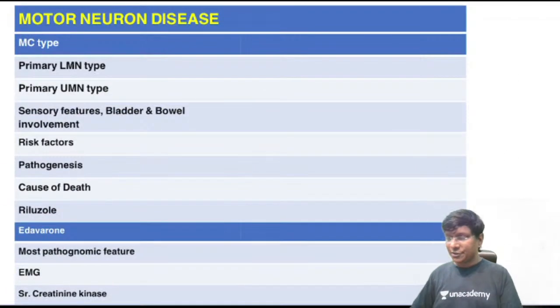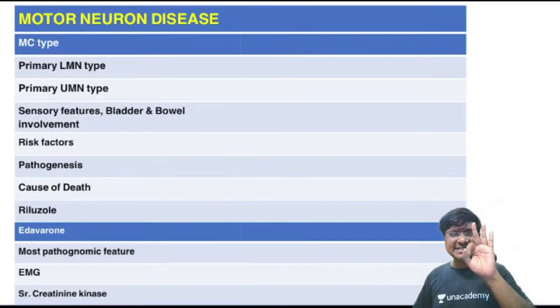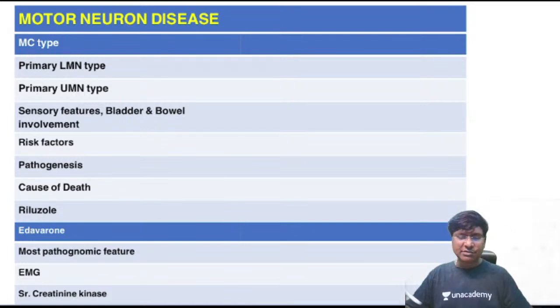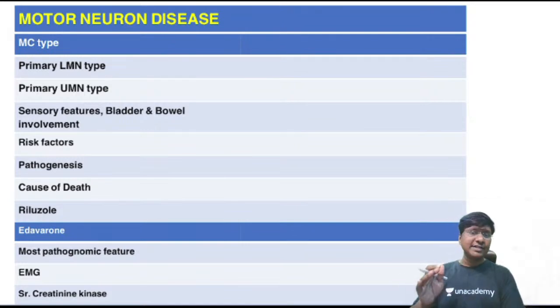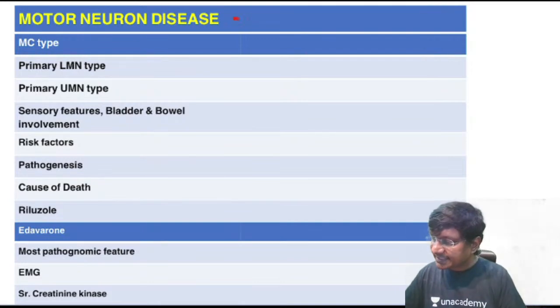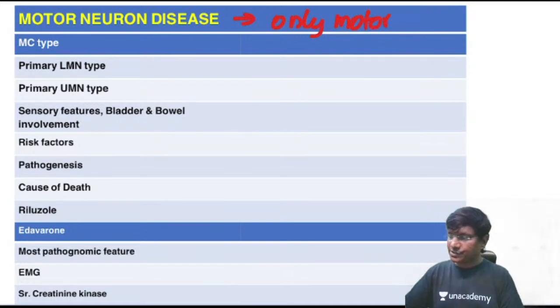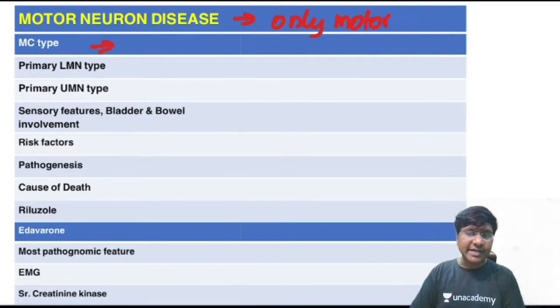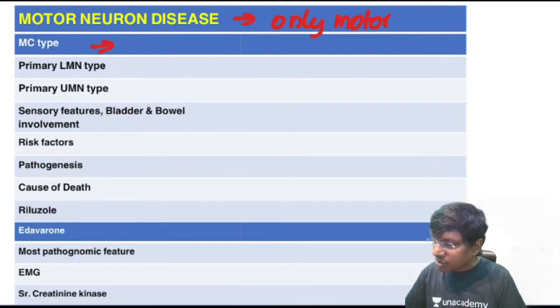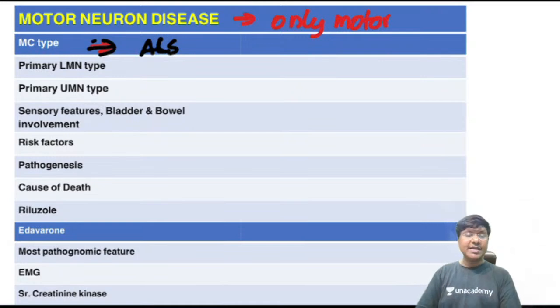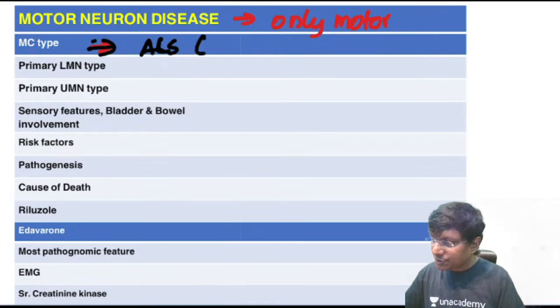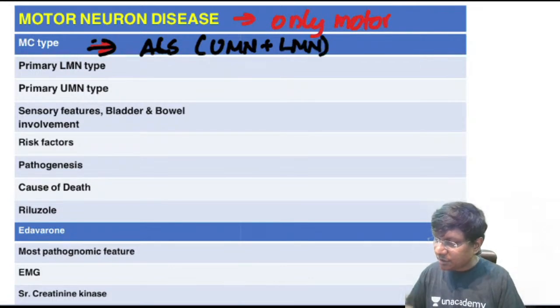Okay. Now motor neuron disease. Just 3 to 5 minutes, I'll finish the motor neuron disease. So motor neuron disease, as the word itself tells you, there will be only motor manifestations. Only motor manifestations. Now, what is the most common type of motor neuron disease? The most common type will be amyotrophic lateral sclerosis.